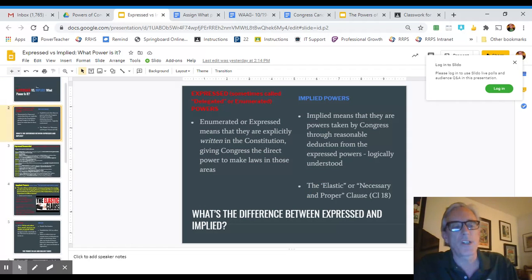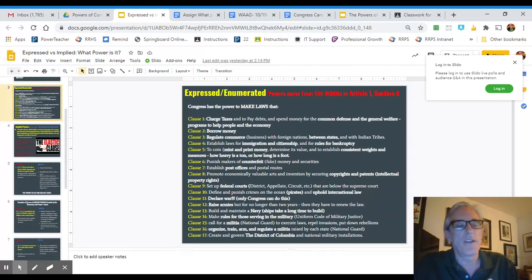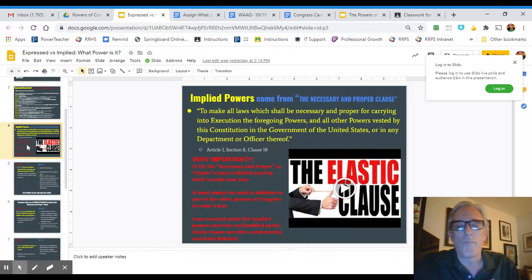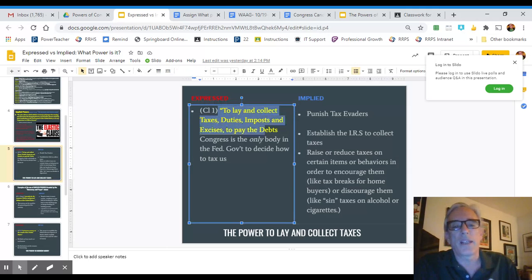So here again, the definitions of expressed versus implied powers. I've got the list of expressed or enumerated powers in plain language. There's a quick video to help explain this difference. And then I've got a bunch of slides that show examples. I mentioned Article 1, Section 8, Clause 1. They have the power to lay and collect taxes, duties, imposts, excises, and to pay the debts. That's the expressed power to collect taxes.